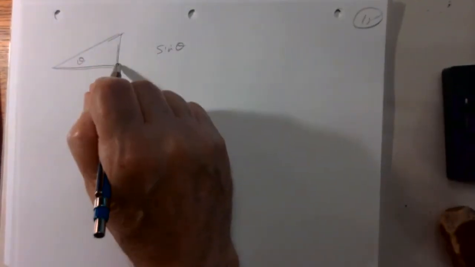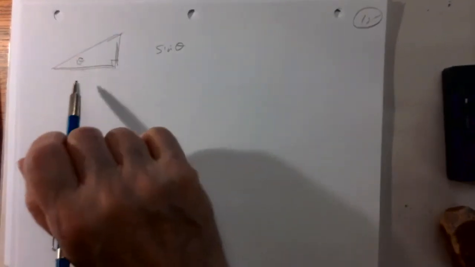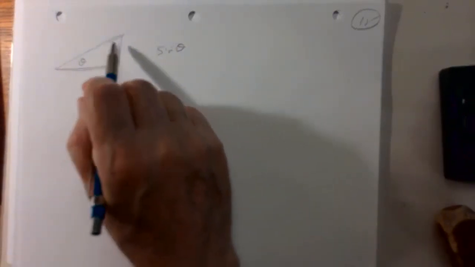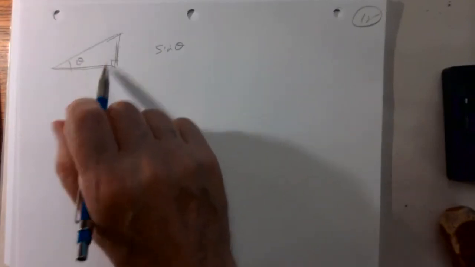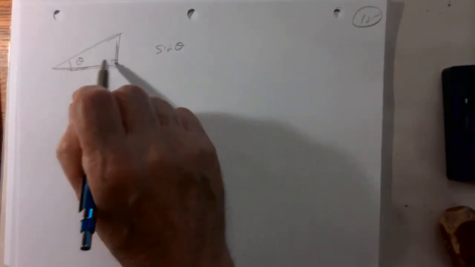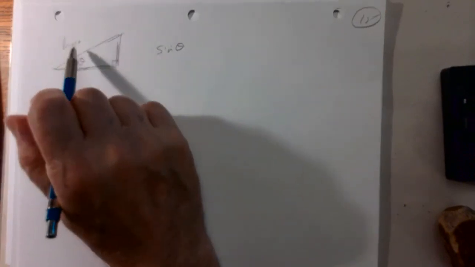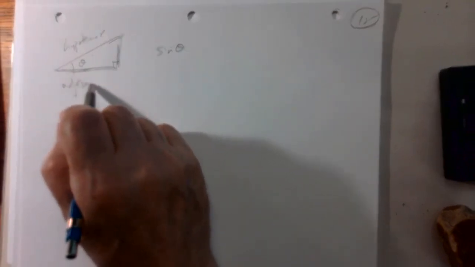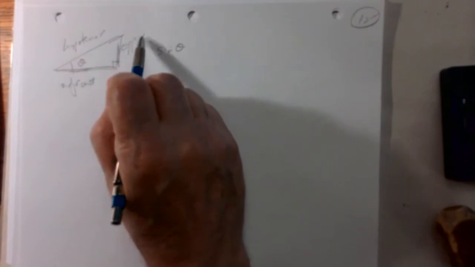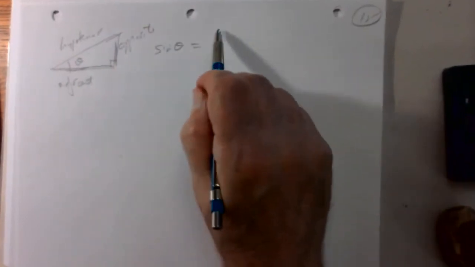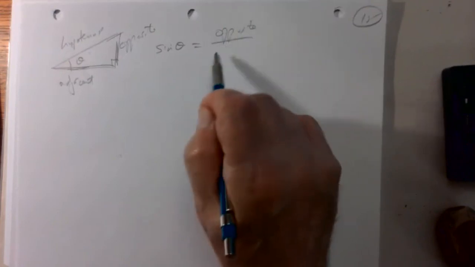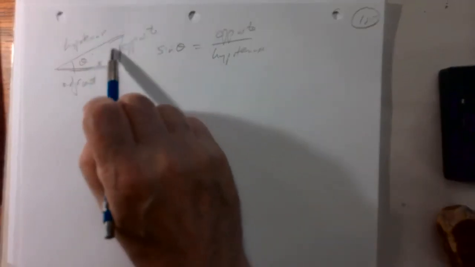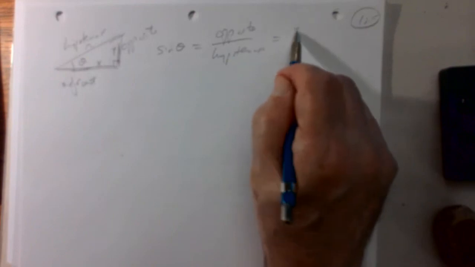Well, if you draw a right triangle with theta as one of the angles, let's say theta is between 0 and 90, in this right triangle, this is the hypotenuse. This is the adjacent side, and this is the opposite side. Sine theta is opposite over hypotenuse. If I call this x and this y and this r, it's y over r.